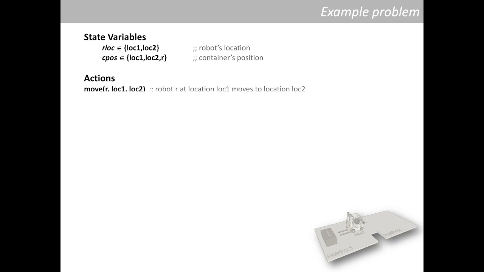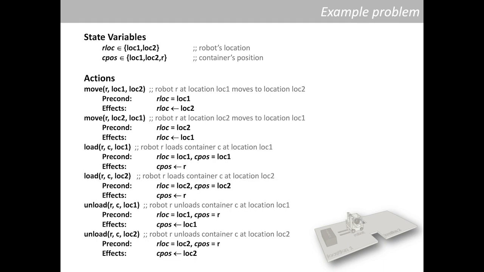What about the actions? So for example, the move action moves the robot from one location to another location. So the precondition is that the robot is in the initial location, and the effect is that the destination location will be assigned to that location variable. And in a similar way, we can describe other actions like loading the container to the robot or unloading the container from the robot.